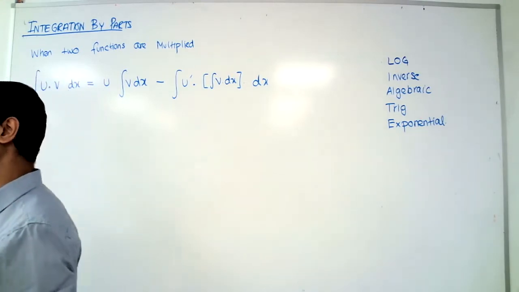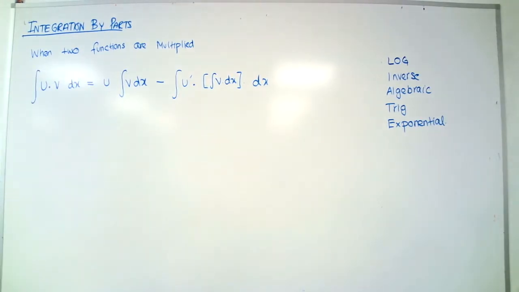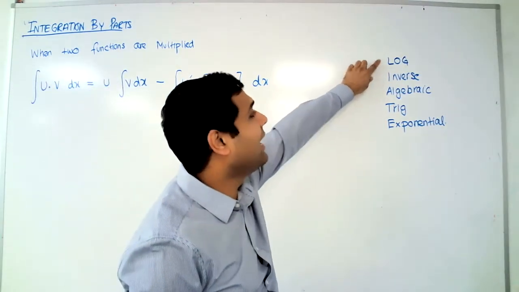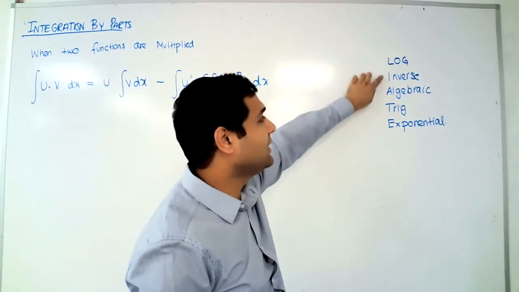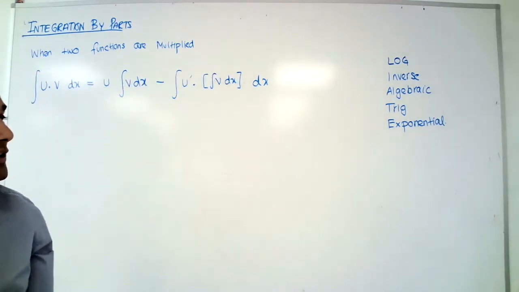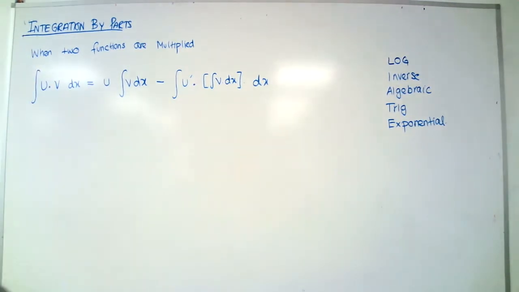Like before, when we did the product rule for differentiation, it's totally different. You could choose whichever as u, whichever as v. Here, no, there are rules. And the rule is like this. L-I-A-T-E, LIATE. That's how I remember. Log, inverse, algebraic fractions, trig, exponential. That's the order of selecting u.